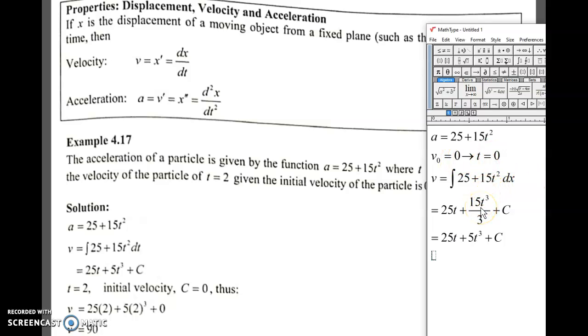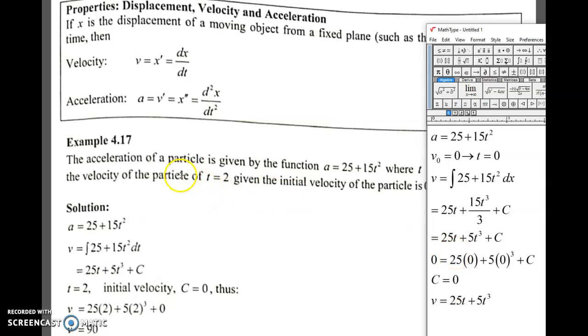Given that the initial velocity is 0 at time 0, what will c be? Just substitute everything: velocity 0, t equal to 0, and of course you'll also get c equal to 0. So now that we know c is equal to 0, we can rewrite the function v equal to this.